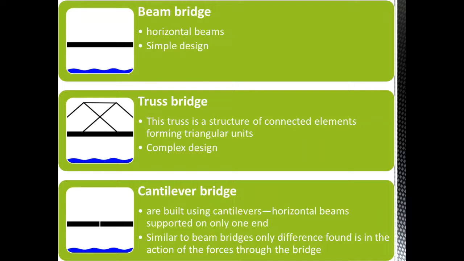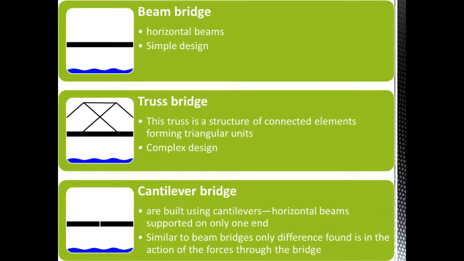The next type of bridge we have is the truss bridge. The truss bridge is a bridge whose load-bearing substructure is composed of a truss. This truss is a structure of connected elements forming triangular units. The connected elements may be stressed from tension, compression, or sometimes both in response to dynamic loads.